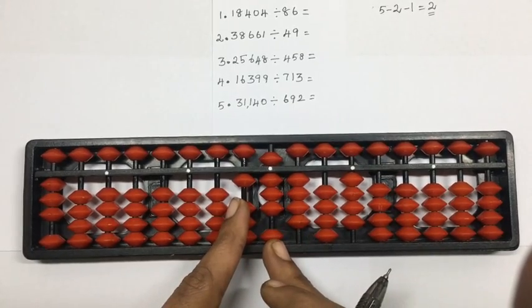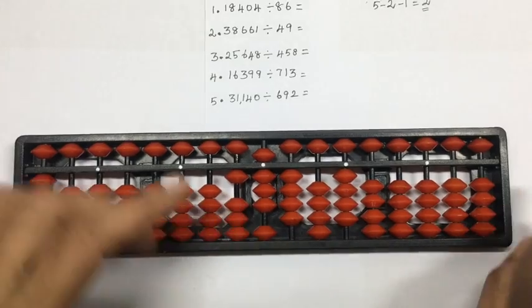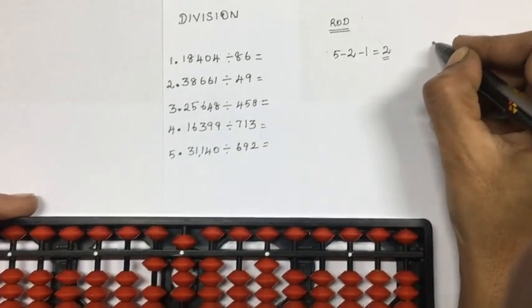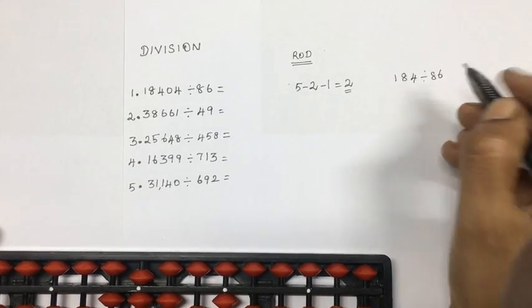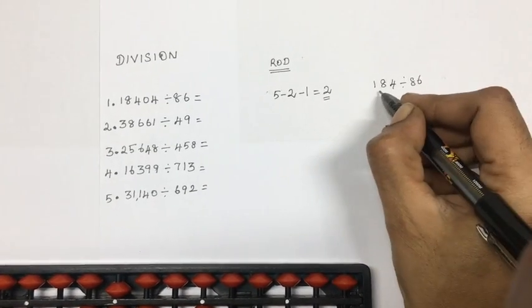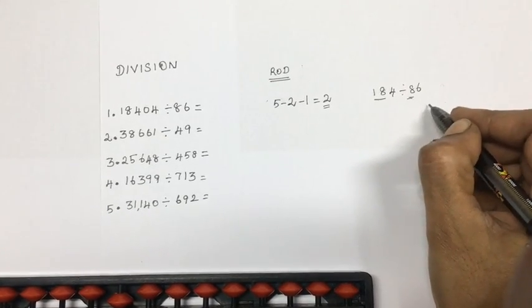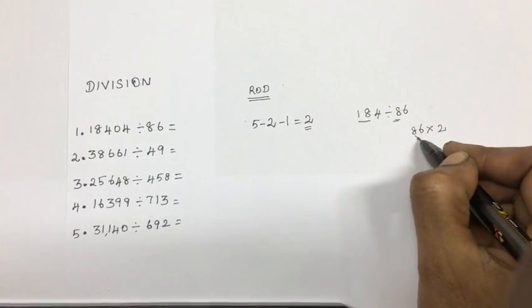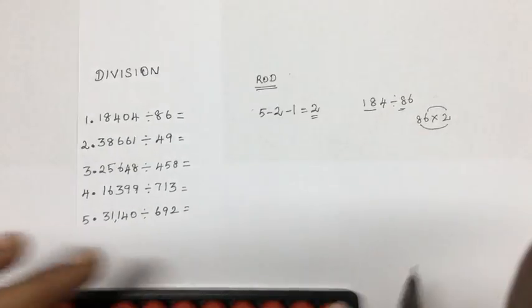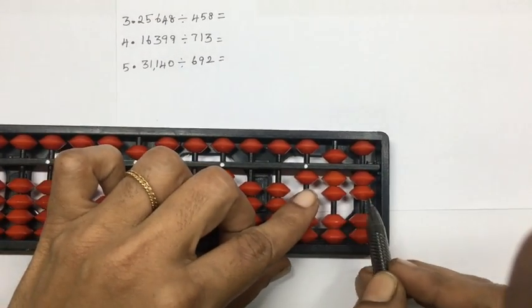First, the first dividend is 184 we'll take, whereas 18 is lesser, so we are going to take the 3 digits as the first dividend. So what should we do? 184 divided by 86 is the first step. To arrive at the answer shortly, we should divide 18 by 8. Obviously 2 times. So we should do 86 into 2. Answer is 16 and 12. 16 and 12. Answer is 172.